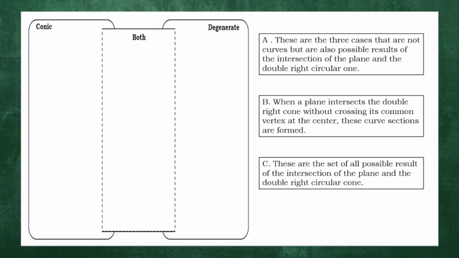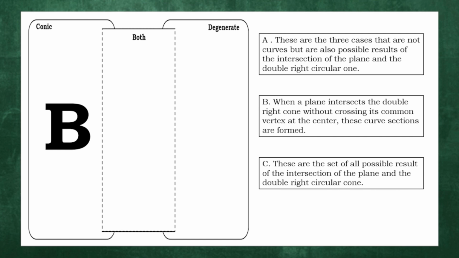For conic, the answer is statement B. When a plane intersects the double right cone without crossing its common vertex at the center, these curved sections are formed.